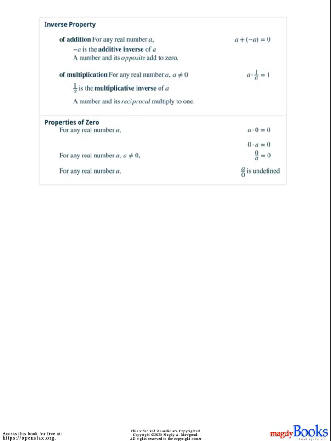F. Properties of 0. 1. For any real number a, a dot 0 equals 0. 0 dot a equals 0. 2. For any real number a not equal to 0, 0 over a equals 0. 3. For any real number a, a over 0 is undefined.